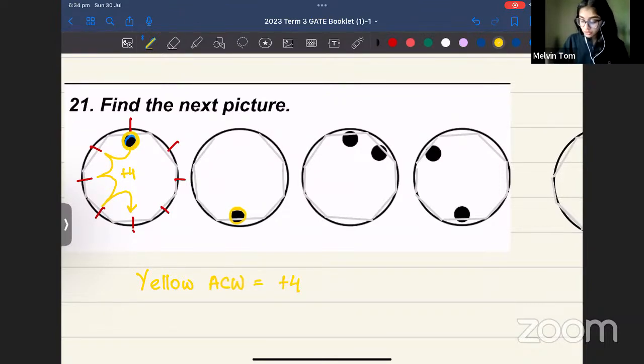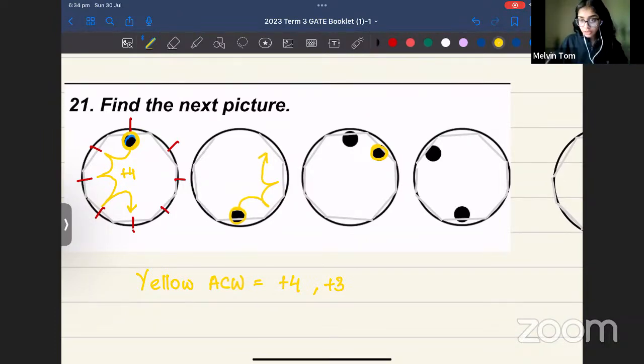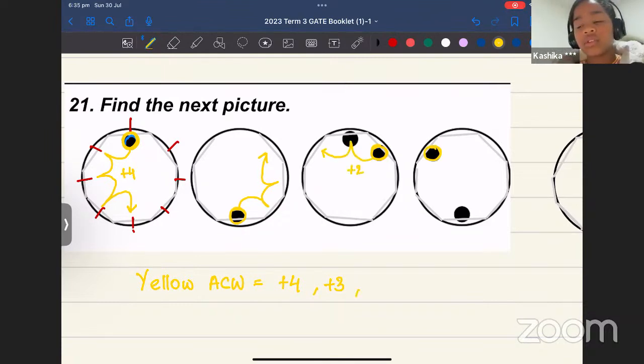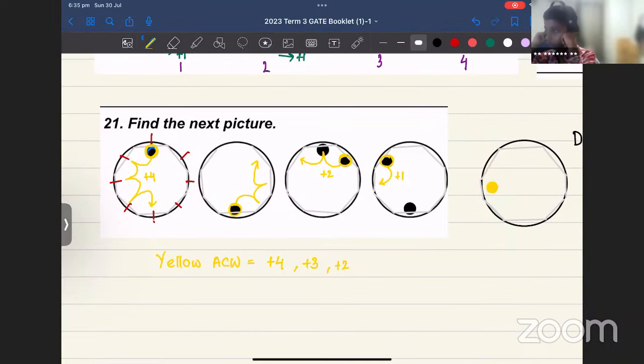Now, in the second image to the third image, we have a yellow dot right here. And how did it get there? 1, 2, 3. It moved 3. From the third image to the fourth image, it's moving 1 and 2. That's +2. And then +1. So it's +4, +3, +2, and the next one will obviously be +1.